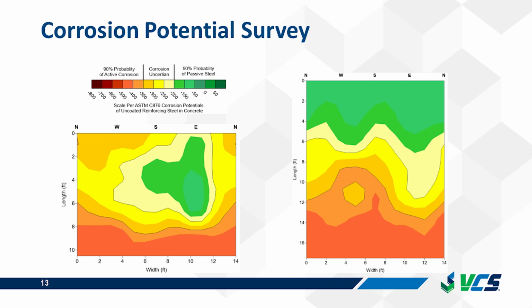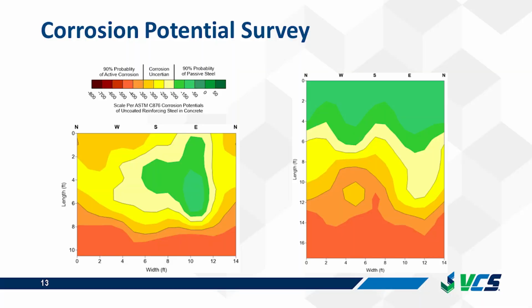ASTM provides a table for interpreting the corrosion potential measurements. ASTM says that anything more electronegative than negative 350 millivolts is at 90% probability of active corrosion, and anything more electropositive than negative 200 millivolts is at 90% probability of passive steel. And then measurements in between are in the uncertain range.